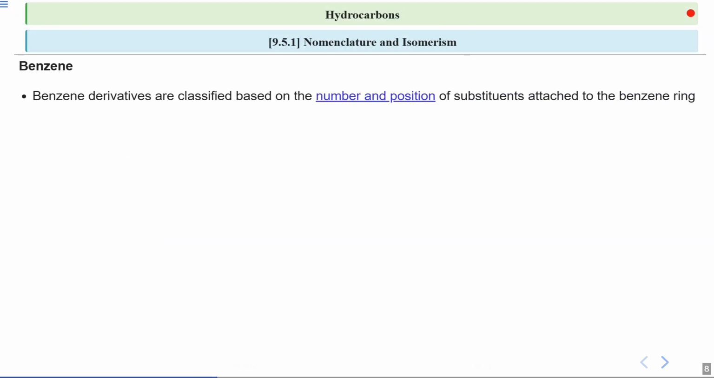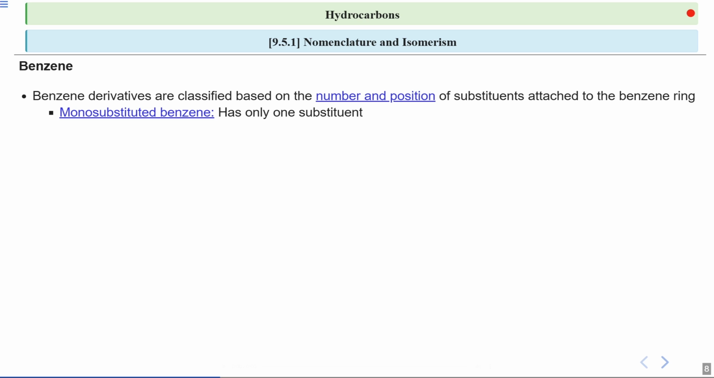Next, we will be looking at how benzene derivatives are classified. The main idea is that we group them based on how many substituents are attached to the benzene ring and where those substituents are located. This classification helps us to predict the properties and reactions of these compounds. We will break down each type step by step.